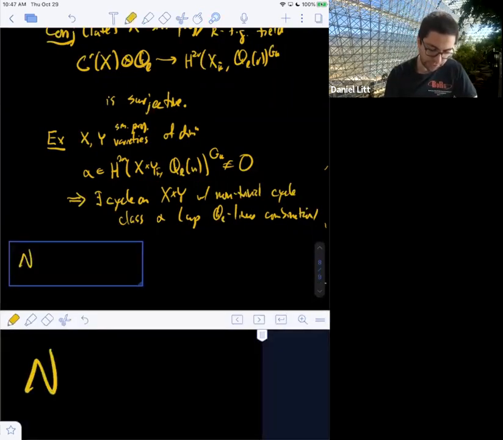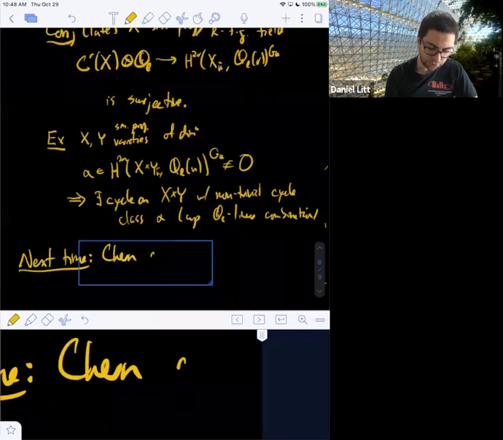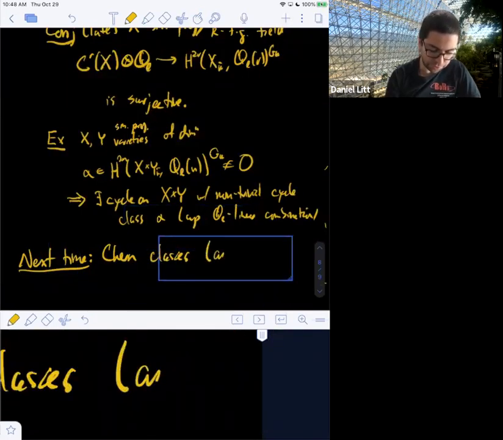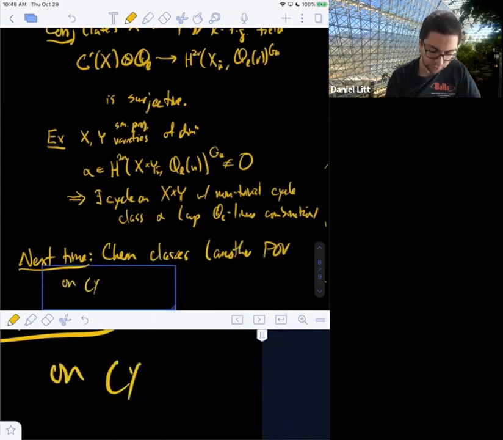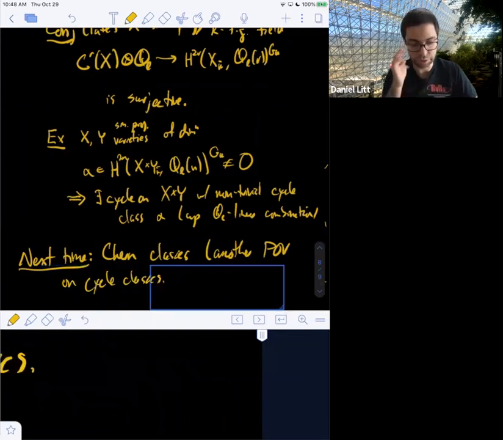Okay, so the reason I had to introduce Künneth was that I want to talk about Chern classes next time, and those will use a little bit of Künneth. Chern classes are another point of view on cycle classes, if you'd like. I'll quickly go through that, and then we'll talk a little bit about Poincaré duality and Lefschetz. Are there any questions about that, or anything else we discussed today?